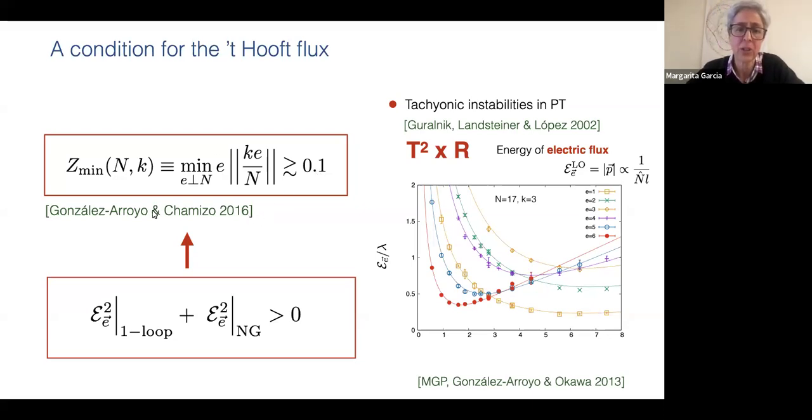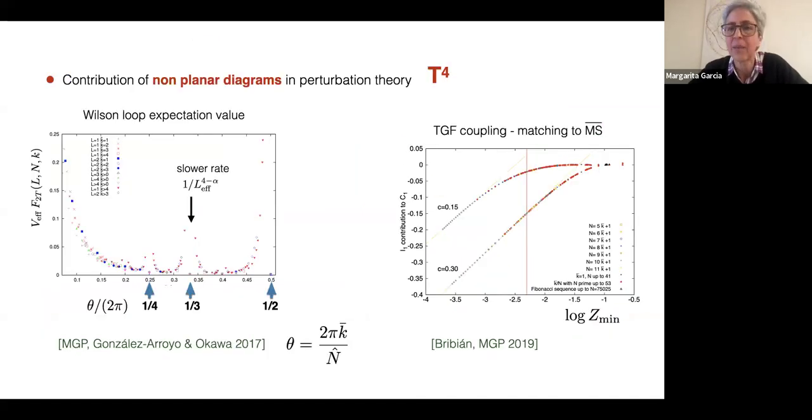And this condition has been derived in this paper. Fernando Chamizo is a mathematician. And actually, this quantity is relevant also in other contexts. We derived it in the context of T2 times R, but it appears in many instances. For instance, if you go to the 4-torus and you try to study the contributions of non-planar diagrams in perturbation theory, for instance to Wilson loop expectation values, or in this case, we were analyzing the matching of a running coupling definition that uses twisted boundary conditions to the MS bar coupling.